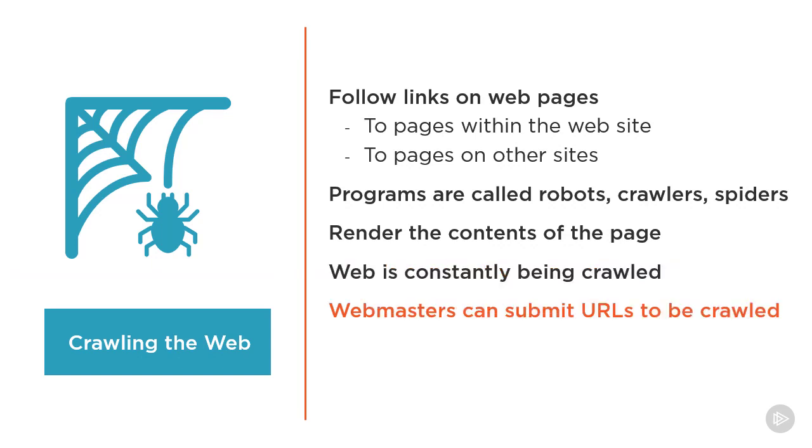So you can also make a direct request to the search engine to crawl your site. Google and Bing, for example, have pages and APIs where you can submit a request, and they also allow you to submit sitemaps to tell the search engine the structure of your website, so they know how best to crawl your site. We'll talk more about sitemaps in the next clip on search engine optimization.